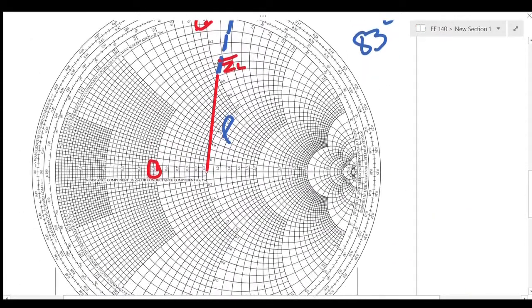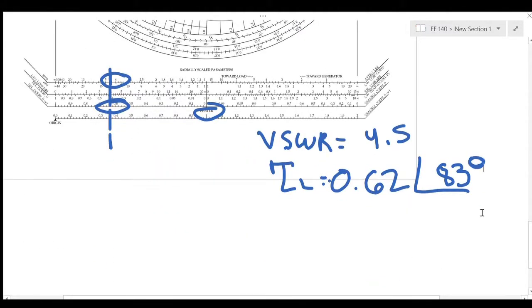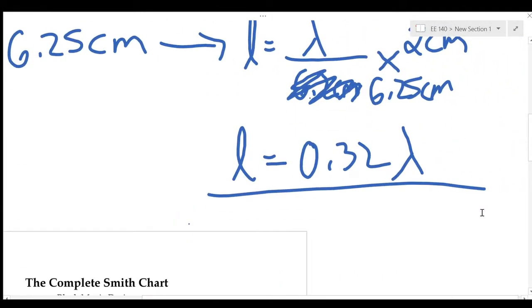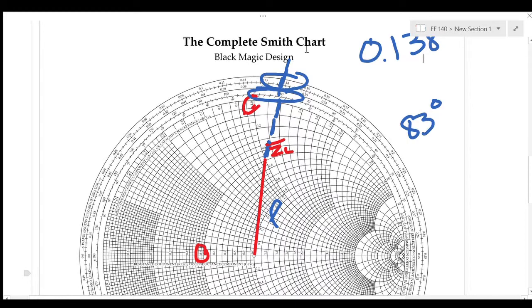Okay, so we did that. Now, to get our Z in, we just need to add the electrical length that we calculated. So our electrical length that we calculated was 0.32 lambda, right? So at our starting point for ZL, it's going to be like 0.138. This is the starting length. This is called the wavelength towards generator.